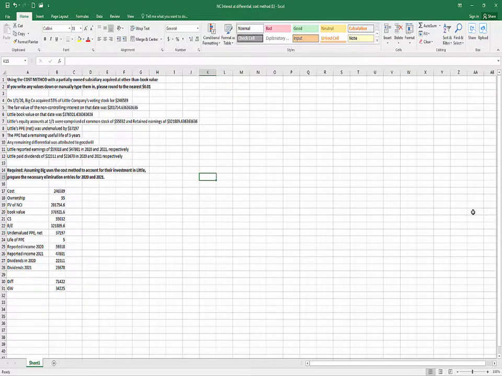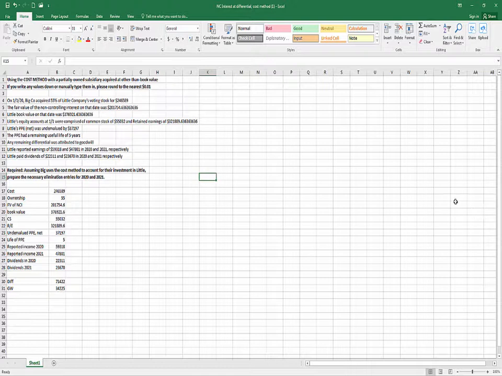Okay, so here's our information. We've got a big company acquiring 55% of little company's voting stock for $246,589. The fair value of the non-controlling interest is given. All this stuff is given there. We assume that big uses the cost method to account for their investment. Prepare the necessary elimination entries for 2020 and 2021.